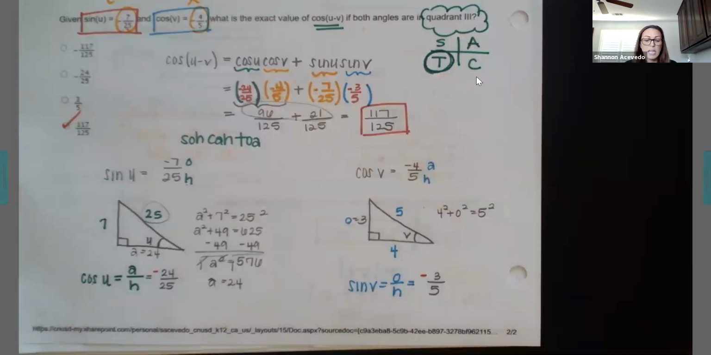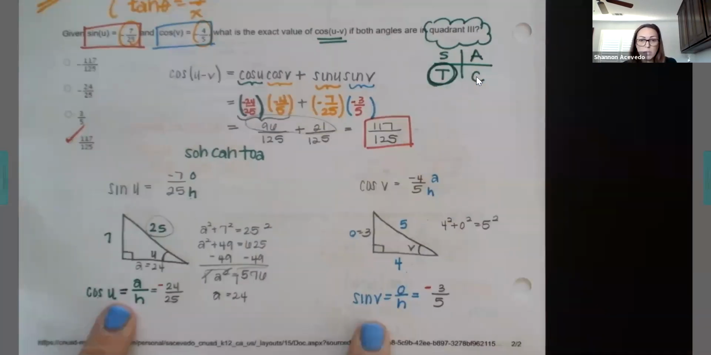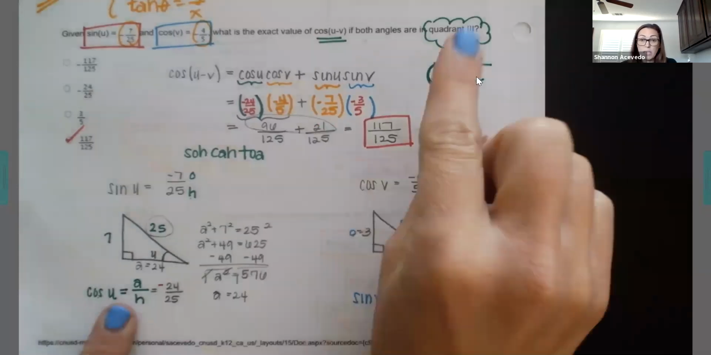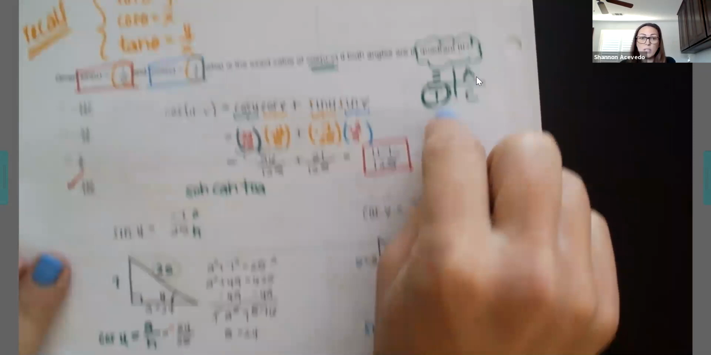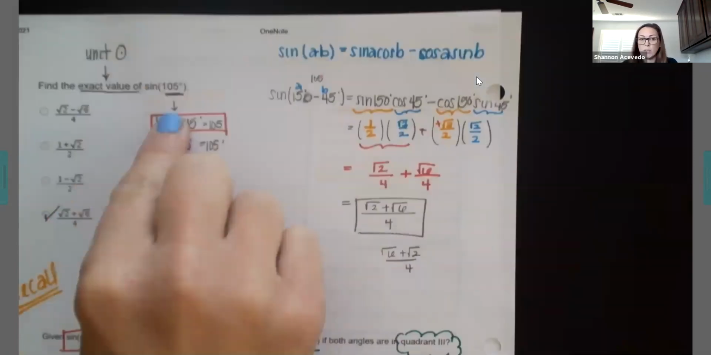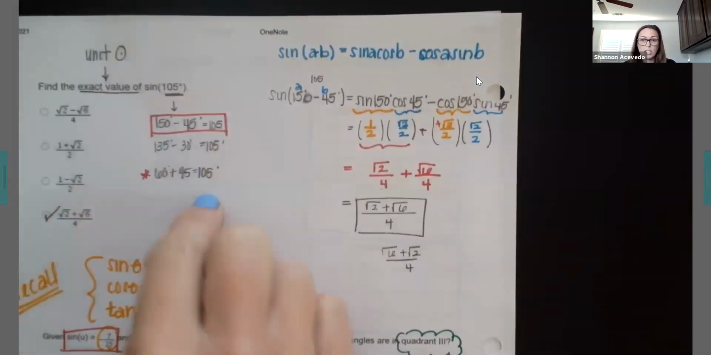Lot to take in, take it piece by piece and figure out, are you going to need to make triangles to get your values? And don't forget to make sure you pay attention to the quadrant because that will tell you if it's a positive or a negative. Or are you going to use your unit circle and pull the values off of it? So this was just the instruction today.